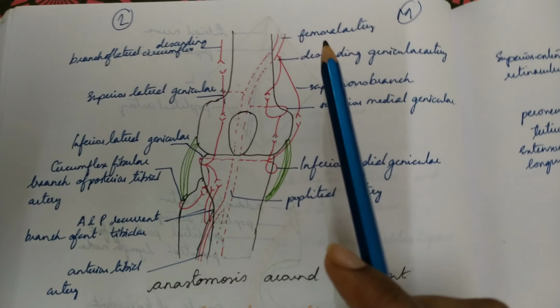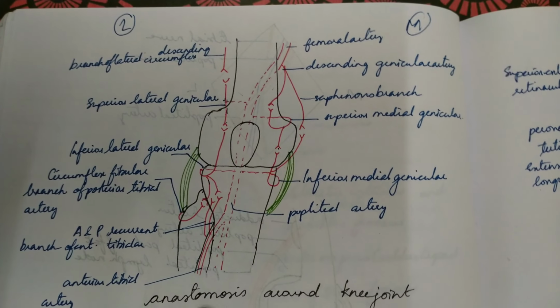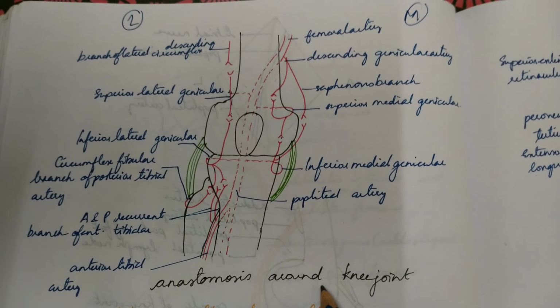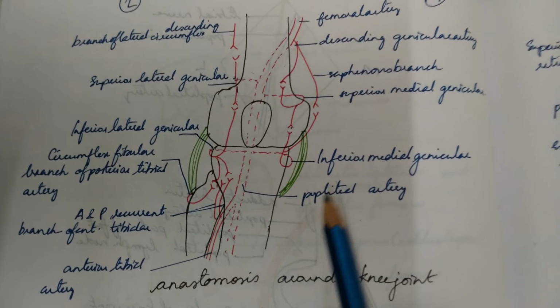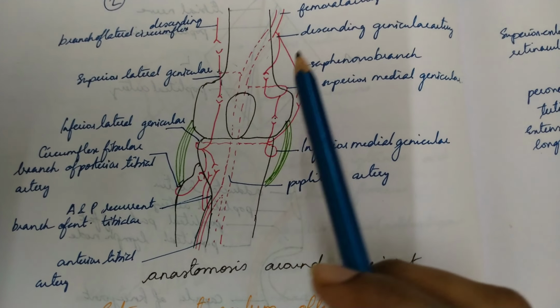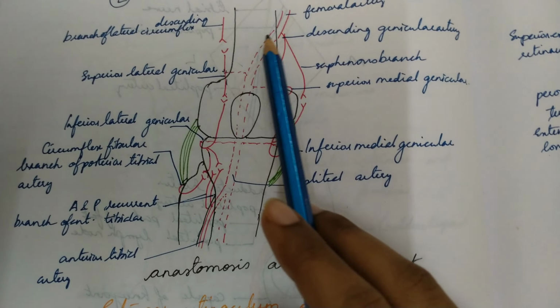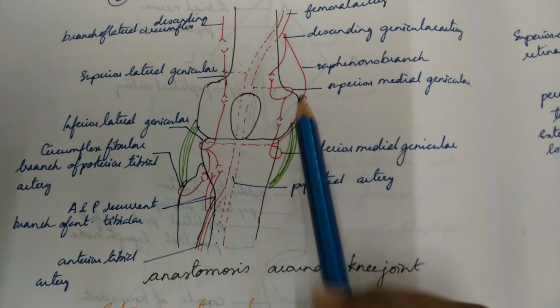Hello everyone. In today's video, we will be learning about the anastomosis around the knee joint, or the genicular anastomosis. So, first of all, let me introduce the arteries that are taking part in this genicular anastomosis.